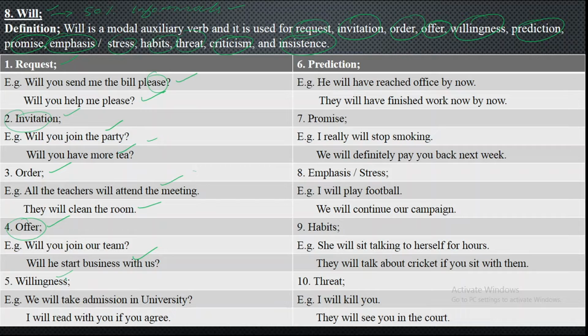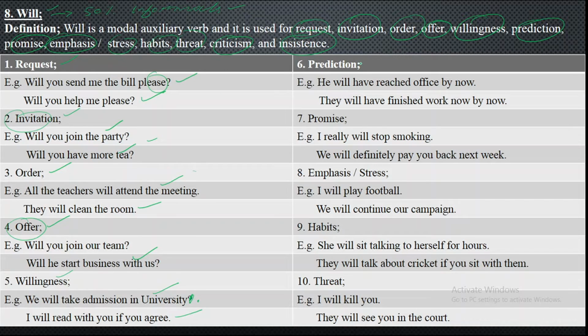In the same way, we have got willingness, where, as it is said, where there is will, there is a way. For willingness, you'll be using this. We will take admission in university. And here, someone has willed to take admission in university. And after that, I will read with you if you agree. It is your willingness, we will read together.